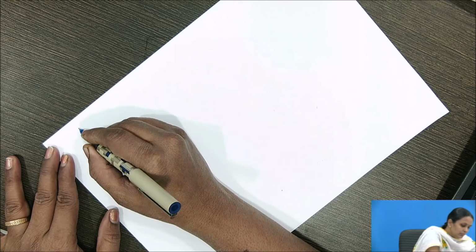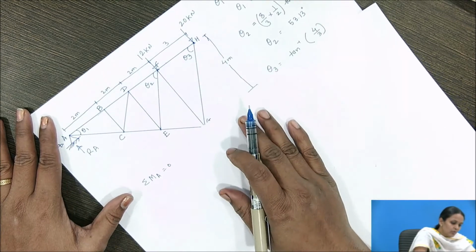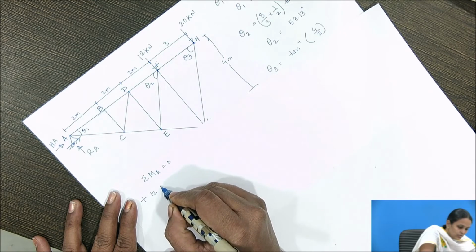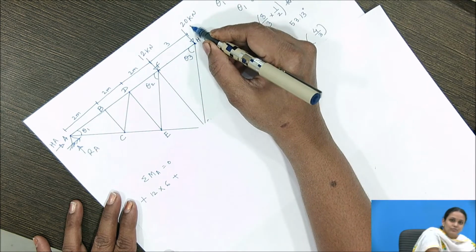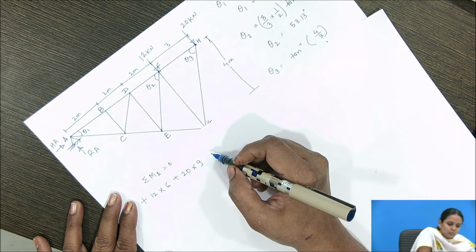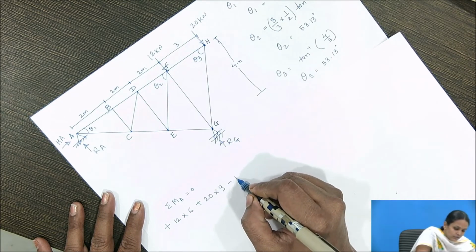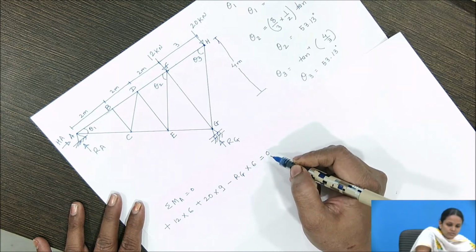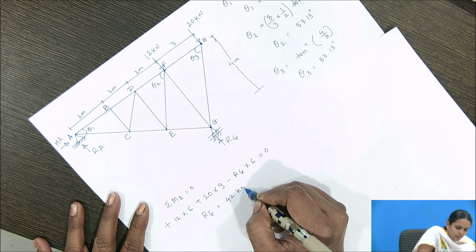So I will consider the moment about point A is equal to 0. If we consider moment about point A, this 12 kilonewton force is acting in clockwise direction, so it is positive. 12 into what is the perpendicular distance? It is 6. Then again this 20 kilonewton force is also rotating in clockwise direction. Again this vertical reaction Rg is rotating in anti-clockwise direction, so it is minus Rg into 6 is equal to 0. So here we will get reaction Rg is equal to 42 kilonewton.